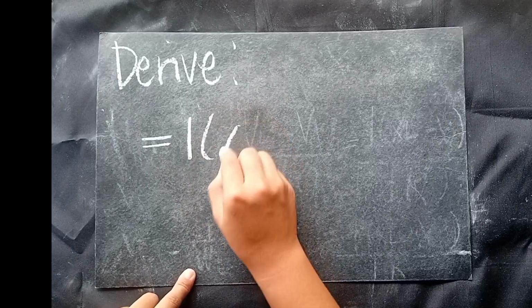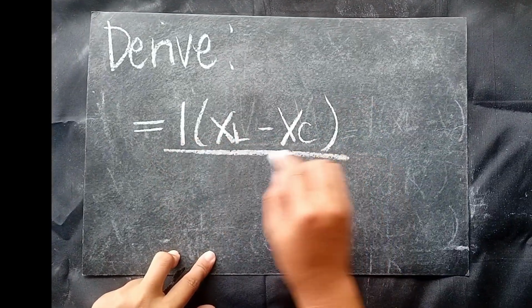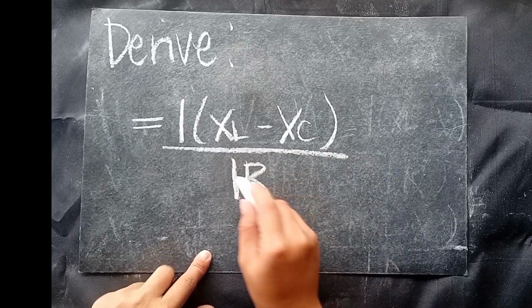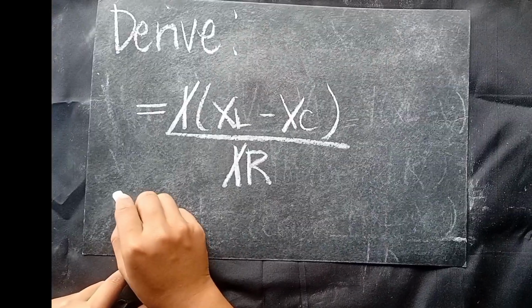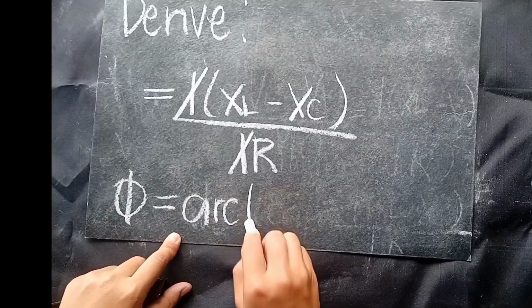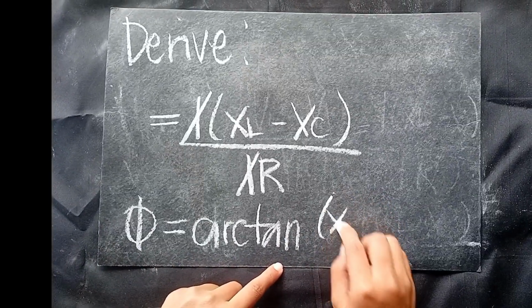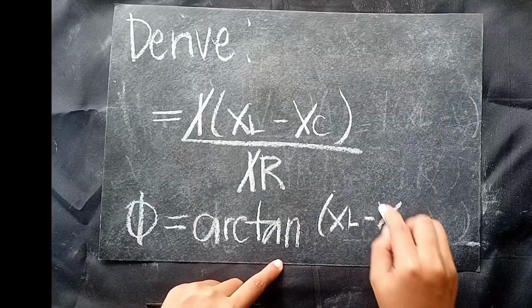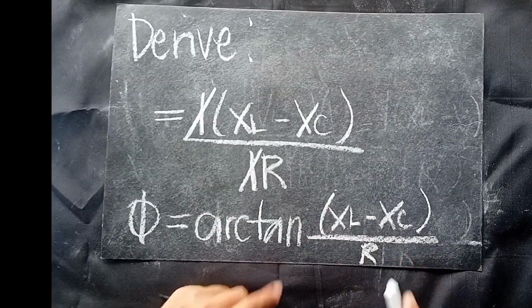After dayon ani is mag-cancel na dayon ta sa current since wala man si current sa phase angle nga formula. So cancel, cancel. After that, makuha na din nato ang phase angle nga formula, which is your phase angle is equal to arctan XL minus XC over R. So now, this is your final formula for phase angle.